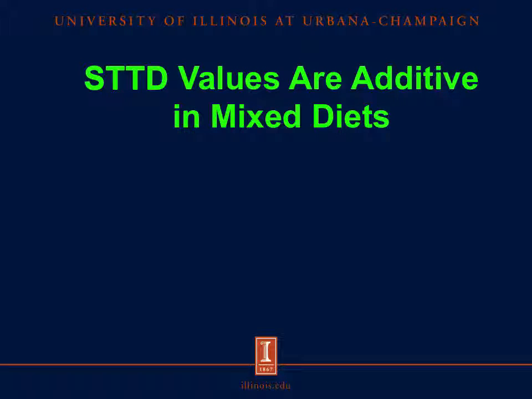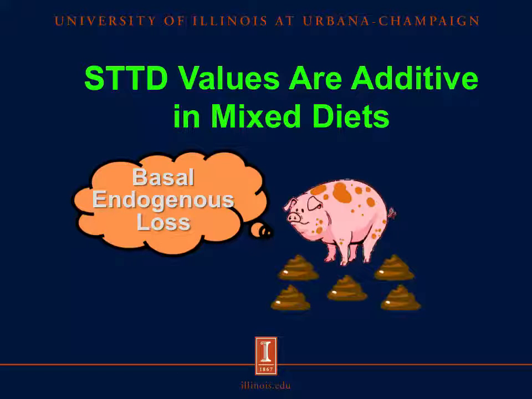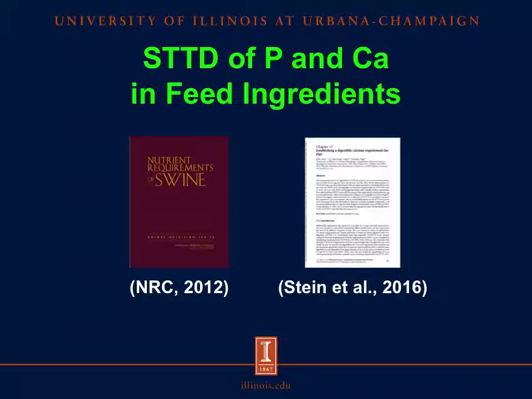When evaluating calcium and phosphorus availability, standard total tract digestibility (STTD) values are preferably used because the STTD values are believed to be additive in mixed diets. The reason for this additivity is that basal endogenous loss is considered when the STTD values are calculated. The values for STTD of phosphorus and calcium in feed ingredients are available in NRC 2012 and a paper by Stein and colleagues 2016, respectively.